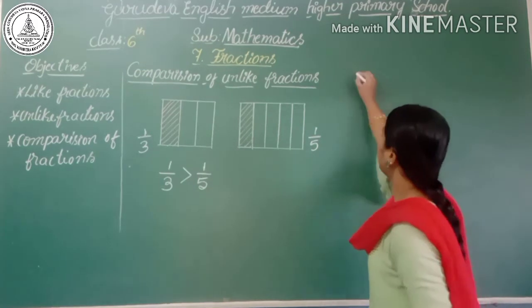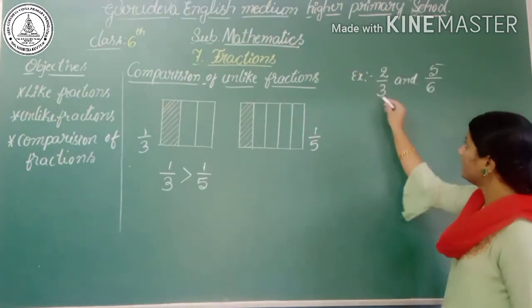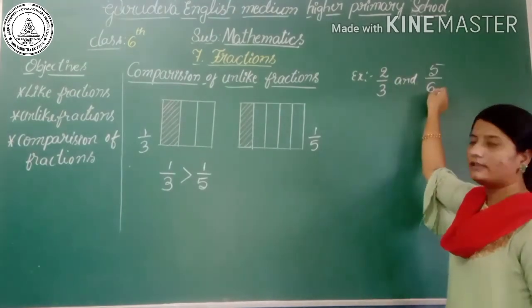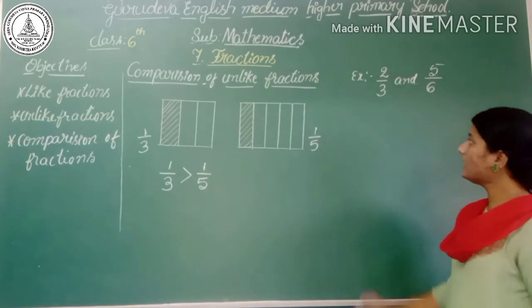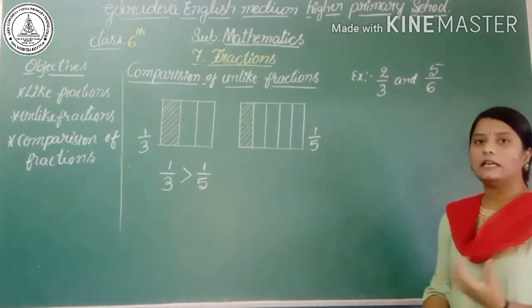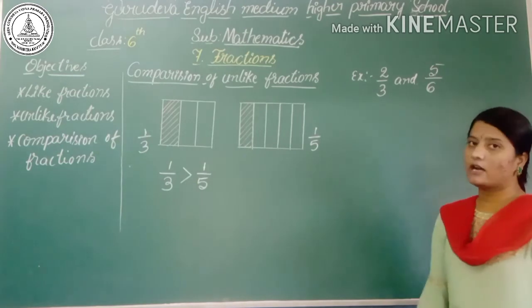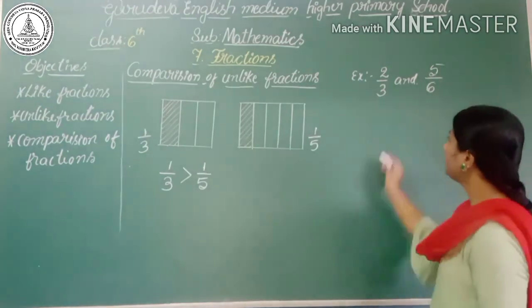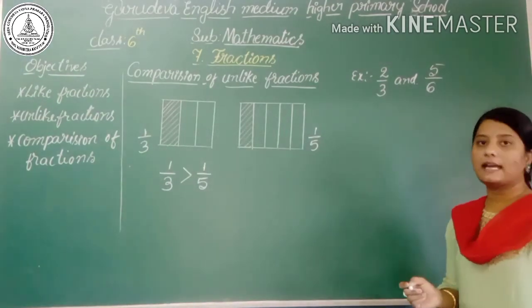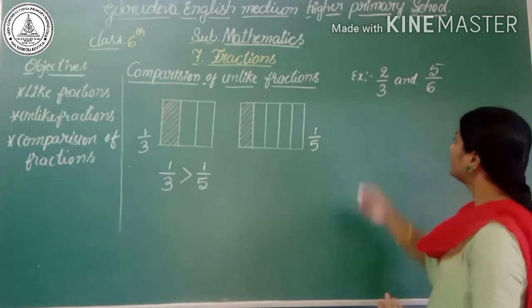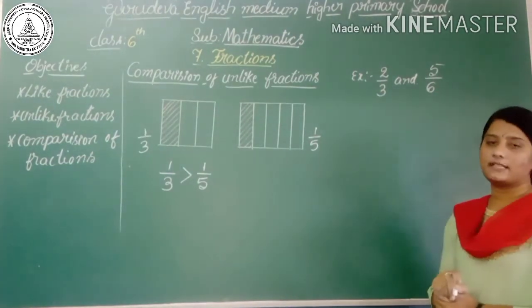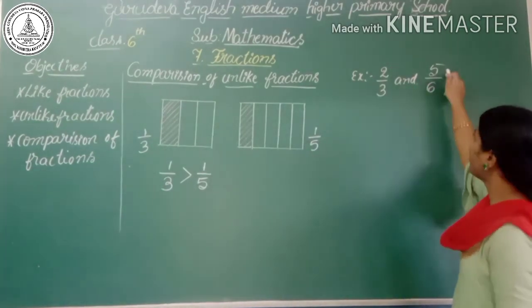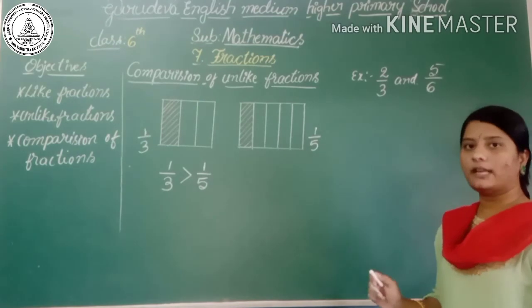For example, see here, these two fractions have different numerators and different denominators, so these two fractions are unlike fractions. Then how can we say which fraction is greater? In these cases, what do we have to do? In the previous lesson, playing with numbers, we learned how to take the LCM of two numbers. So here we have to take the LCM, which means we have to write the equivalent fractions of 2 by 3 and 5 by 6. It is a better way to take the LCM.